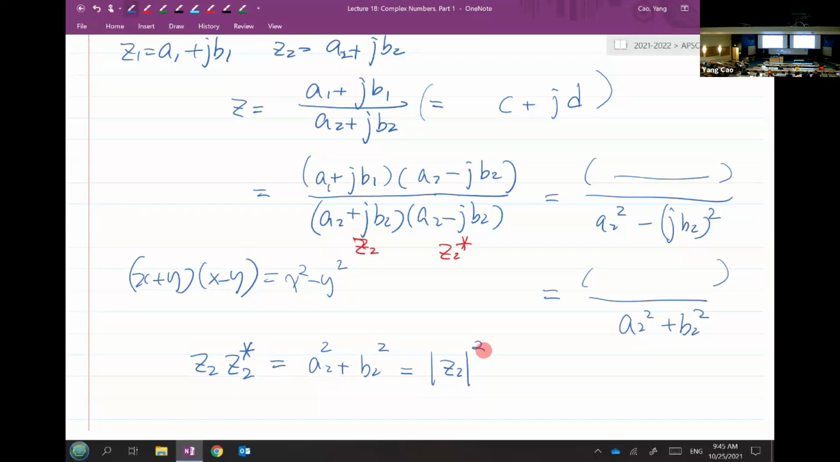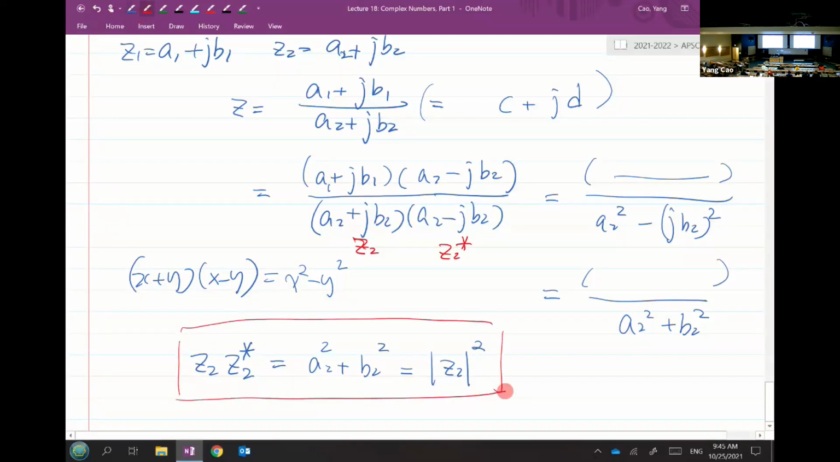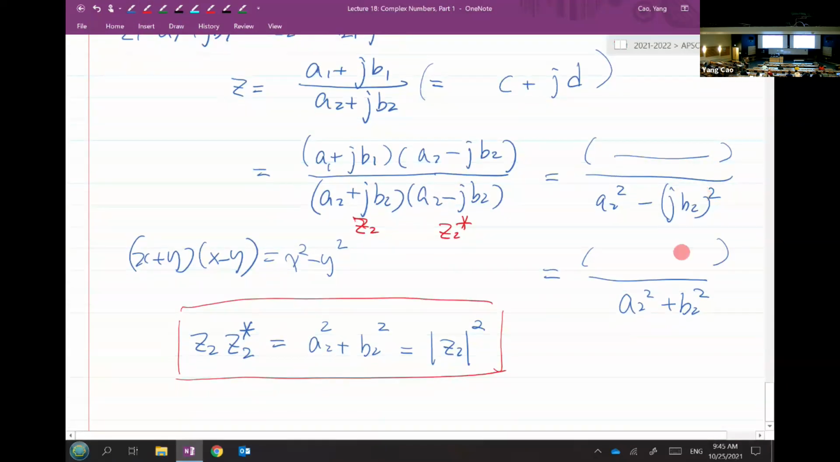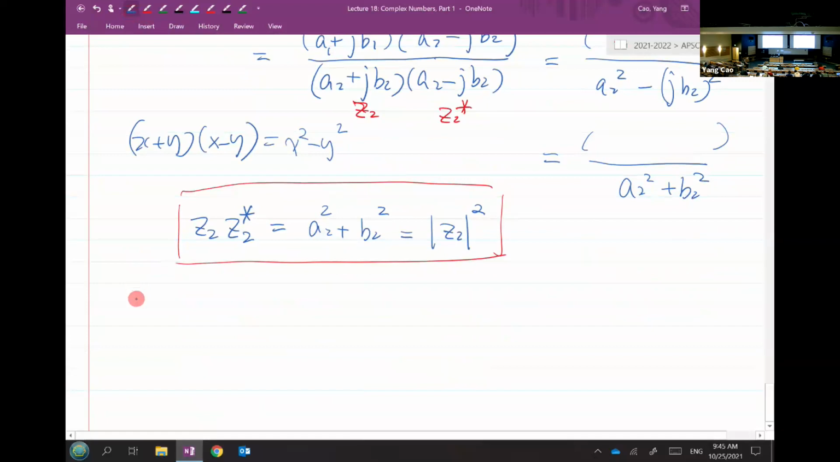So you can consider this another formula. Try to remember: what happens when you multiply a complex number with its conjugate? You get the modulus squared, very much like the magnitude squared. So that's easy to remember. This is the division. So let's take a look at an actual example of division.